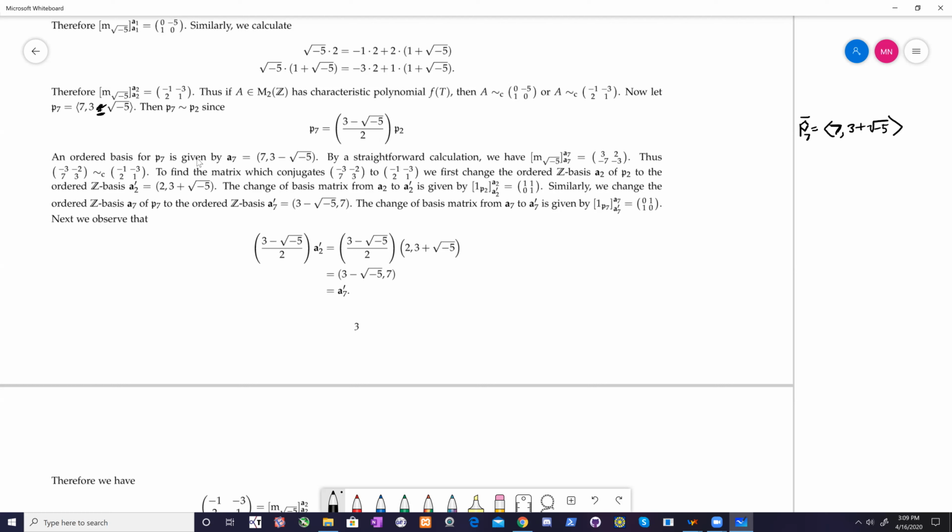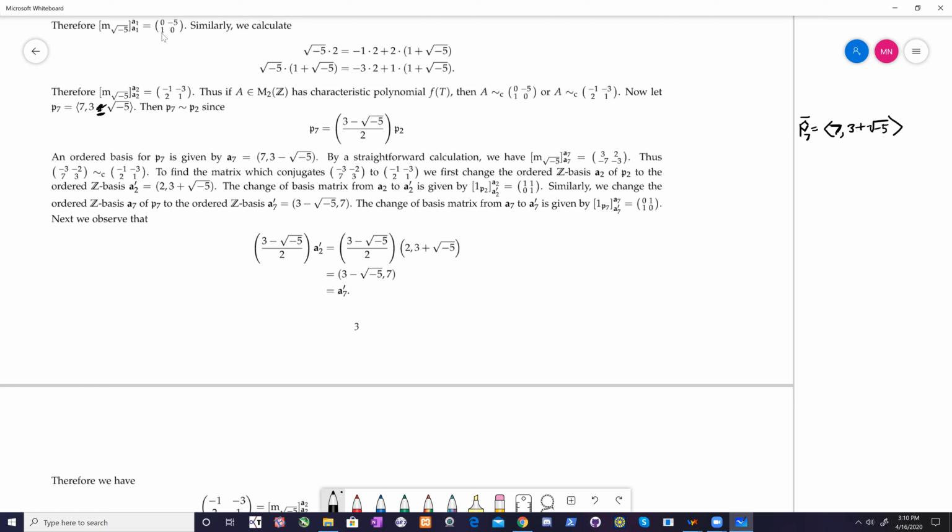So an ordered basis for P7 is again given by the generators of the ideal, but let me just remark again that in general, the generators of the ideal will not give you an ordered basis like it's doing for my examples here, but that's a side point. By straightforward calculation, we calculate the multiplication by square root negative 5 map. The matrix representation with respect to this ordered basis is given by this matrix here.